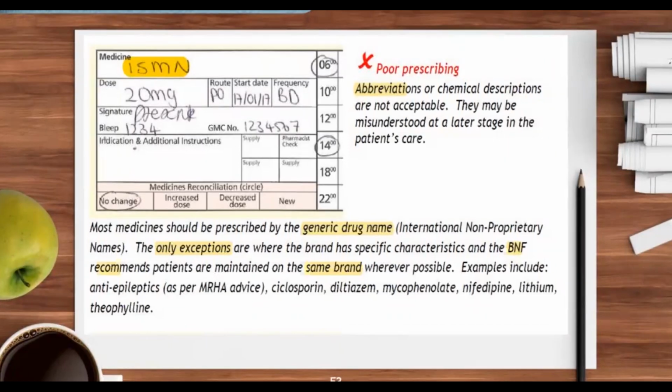Also, maybe it's good to note that we use generic names for any medications. So when you look in the BNF, use the generic name, not a brand name. Only in a few cases, a few exceptions, for example when the BNF itself tells you to use a special brand name. So the rule is to use the generic name, but if the BNF tells you to use a special brand name, you have to use it.